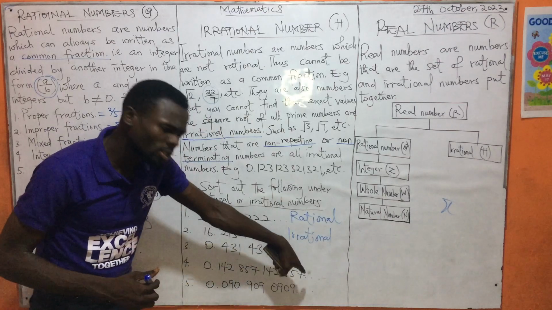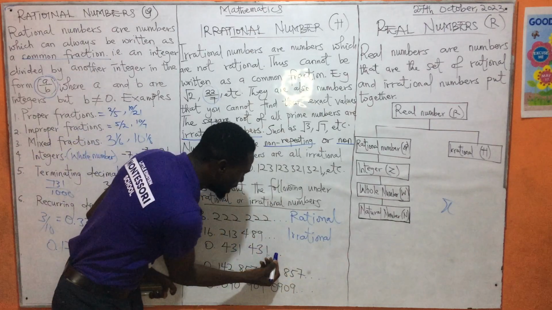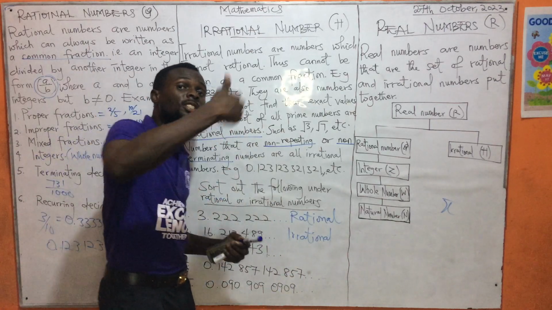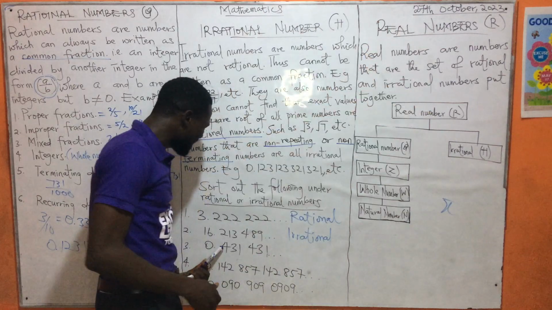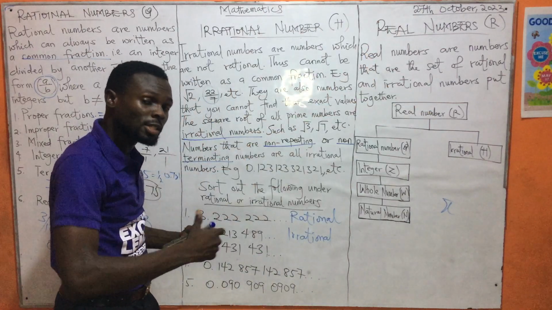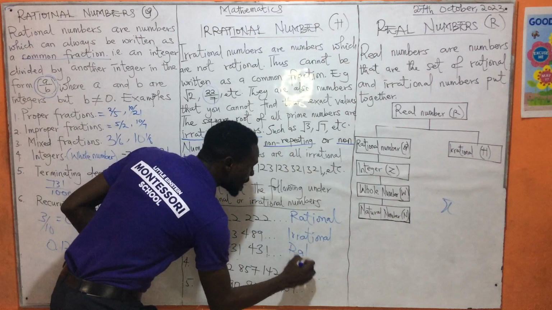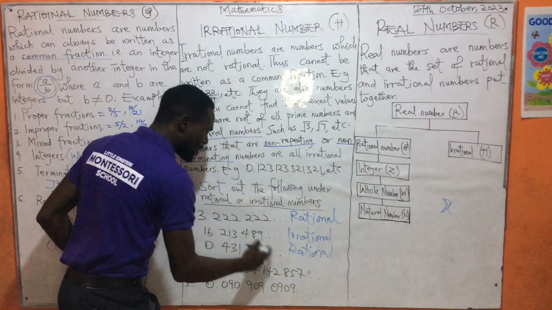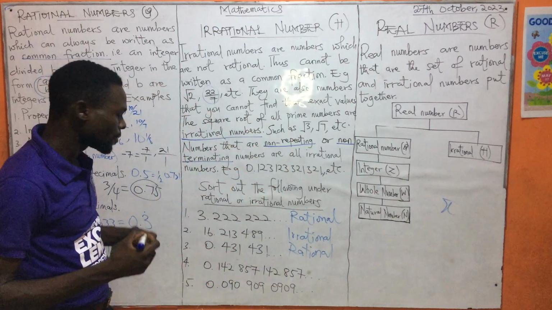Then the next one, you have 0.431431. What do you think will be the next numbers? You see, we have 3 dots after the number telling you that it continues. So looking at how the numbers are repeating themselves, this is a rational number, which makes this decimal a recurring decimal.